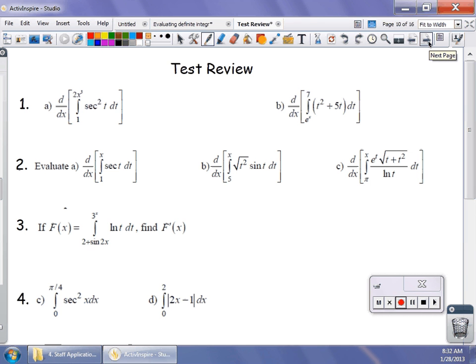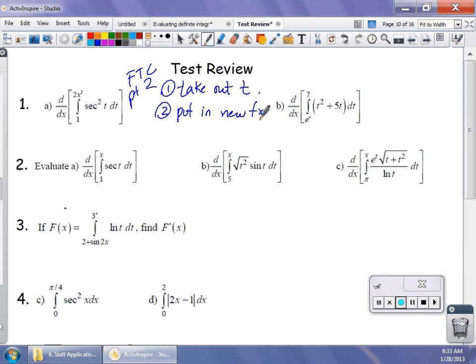Everything here is important. In number 1, you're looking at finding the derivative of a definite integral. So that's the fundamental theorem of calculus part 2, not that you have to know what it's called. And when I taught you this, I told you there are basically 3 easy steps. Number 1, you take out the t. In other words, that's the dummy variable. Number 2, you put in the new function. And number 3, you multiply by the derivative of the new function, and there's your chain rule.